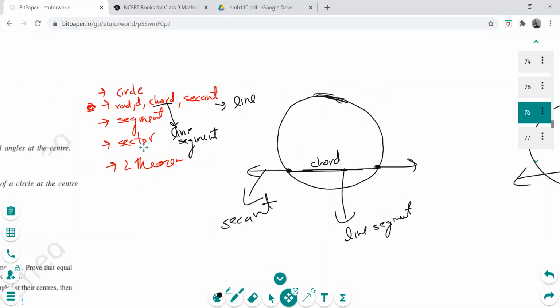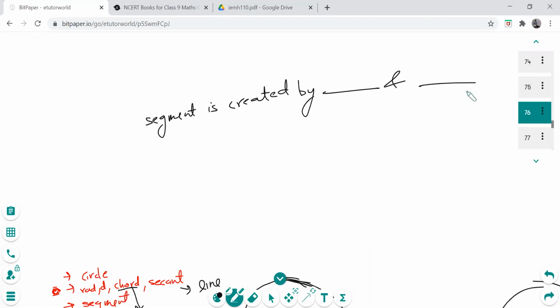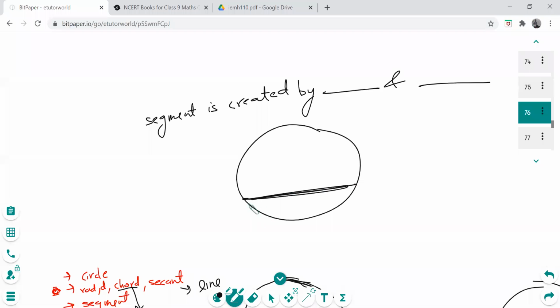Now, segment and sector we talked about. So tell me, I'm writing something. A segment is created by dash and dash. What will you fill in the dash and dash? Arc and chord. Good. When we take a chord, a segment is formed by the chord and the arc, like the minor segment, and the upper one is the major segment, right?